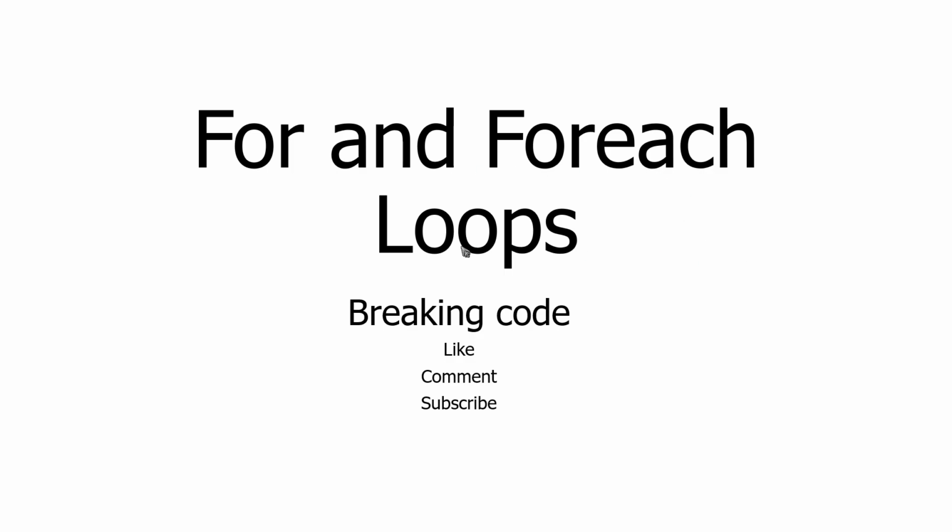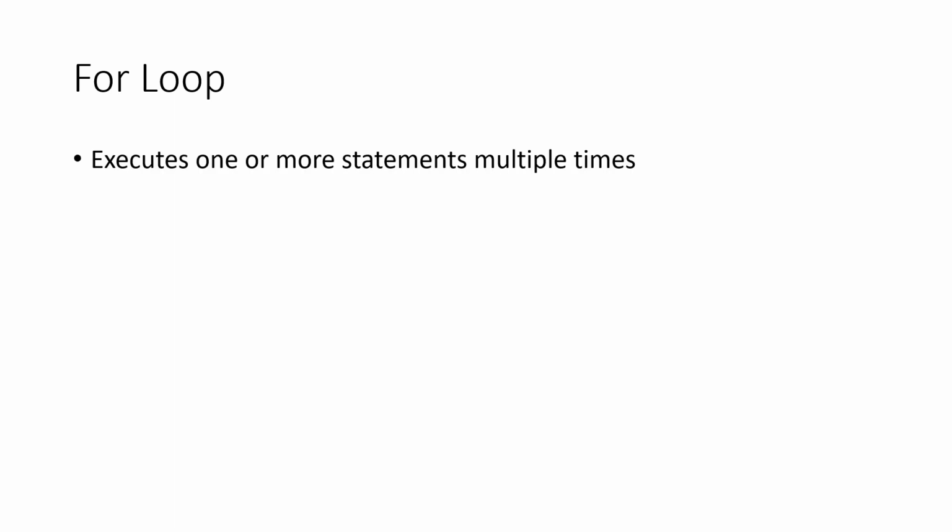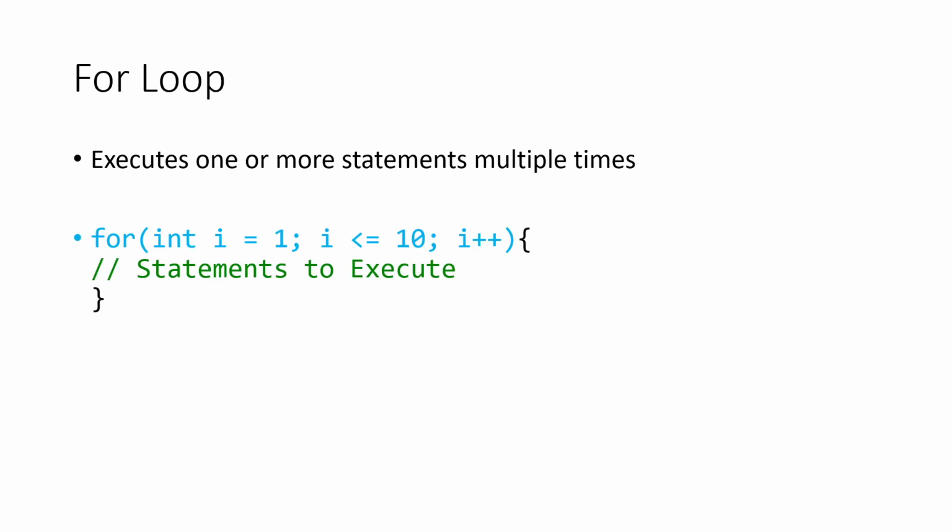Okay, so let's start with looking at the for loop. The for loop is a loop that executes one or more statements multiple times as long as the loop condition is met. So this is how it looks.